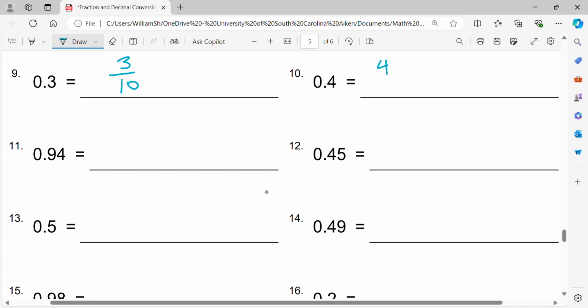0.4. That 4 is in the tenths place, but I can reduce here by a factor of 2. 4 divided by 2 is 2. 10 divided by 2 is 5. So our reduction here brings us down to 2/5.